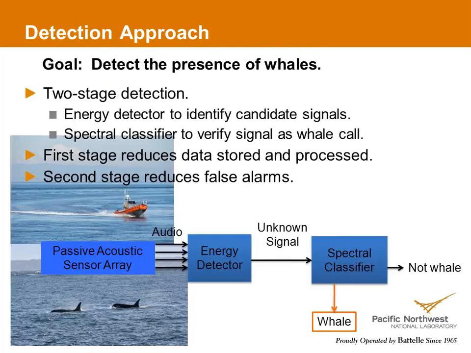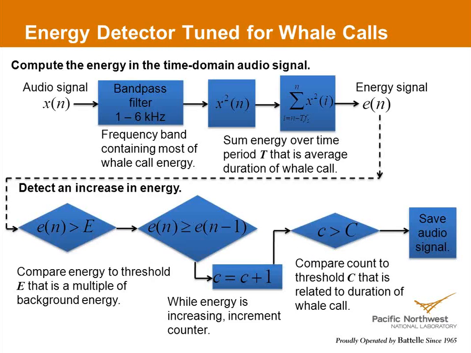The detection approach, this really is detection and classification. Those two processes occur in stages. We use an energy detector to identify candidate signals. Then we capture those signals and work on them using a classifier. The first stage of the detection process reduces the amount of data that we have to store and then process. The second stage, of course, reduces the false alarm rate. Next slide, please.